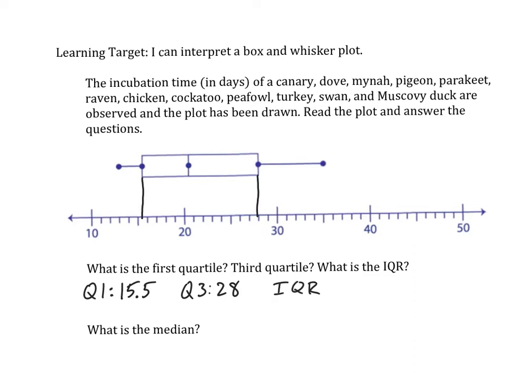So that's just going to be this range right in here. Not including the whiskers, just the box part of the box and whisker plot. The interquartile range we find by taking the third quartile minus the first quartile. So in this case, we're going to take 28 minus 15.5, and that is going to give us 12.5. So the IQR, or the interquartile range, is 12.5.